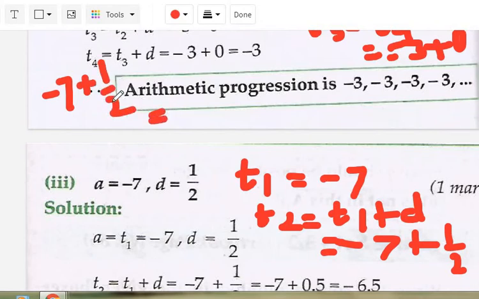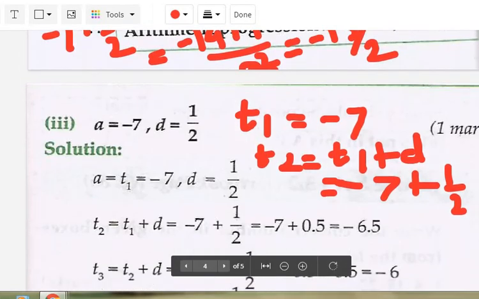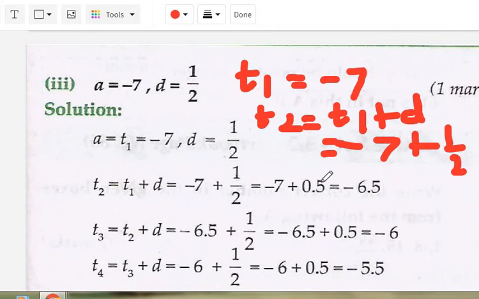Now remember, here it is cross multiplication, that is 7 times 2 is 14, minus 14 plus 1 upon 2. Minus 14 plus 1 is minus 13 upon 2, that is your T2. Here T2 is minus 13 upon 2. Minus 13 upon 2 means what? 6.5. How is it 6.5? Here 13 divided by 2.